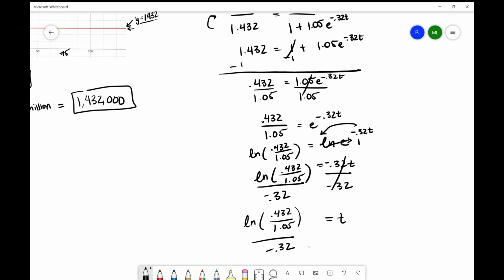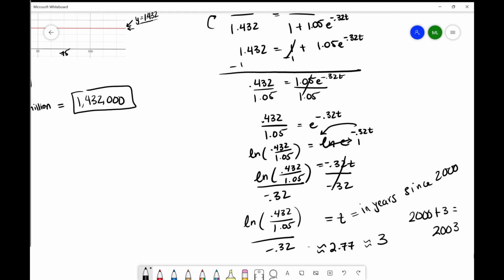That is approximately 2.77, and t was in years. Remember, this is in years, and you can round here. This is the years since 2000, and you can say that this is approximately 3. You can round up, so you would do 2000 plus 3, leaving you with 2003. So according to this function, when will the city's population reach 1 million? That is in year 2003.